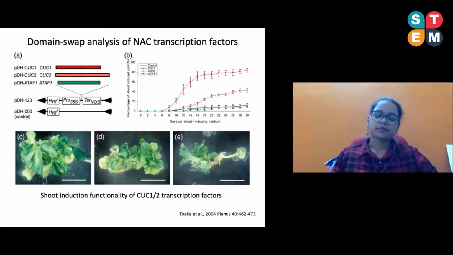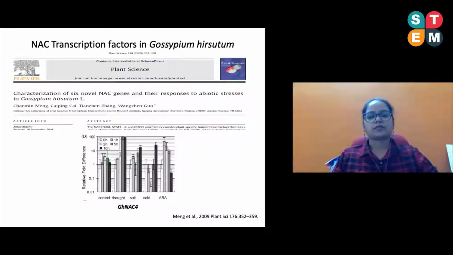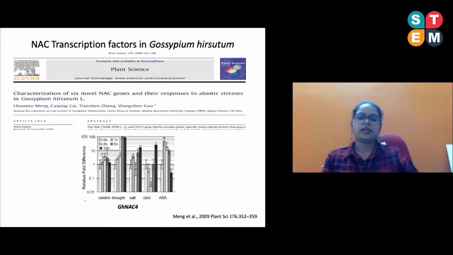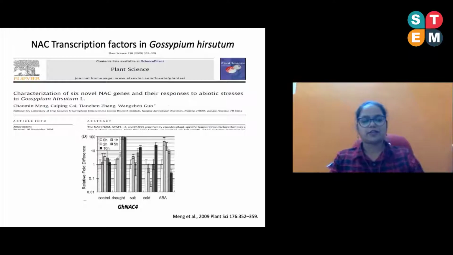And we chose a particular NAC transcription factor from cotton because a study by Meng and co-workers in 2009 identified that a particular NAC transcription factor called GH-NAC4 was highly upregulated by drought stress, salt stress, cold stress, and also by ABA. So we thought that this is an ideal candidate to study this abiotic stress response.